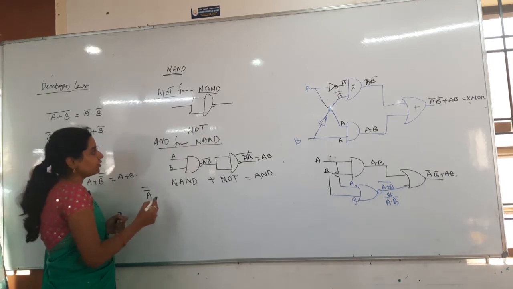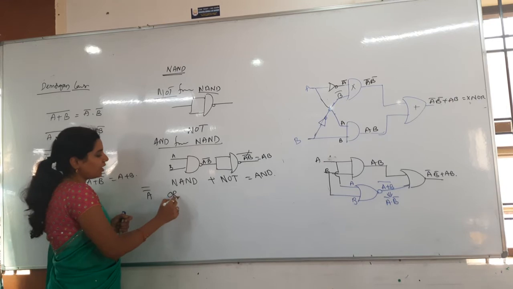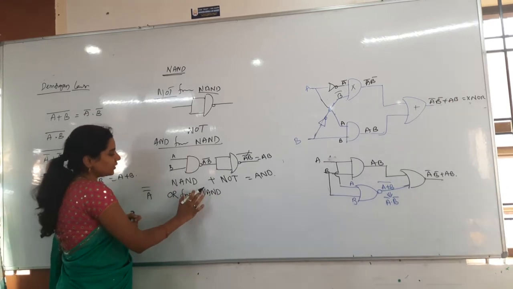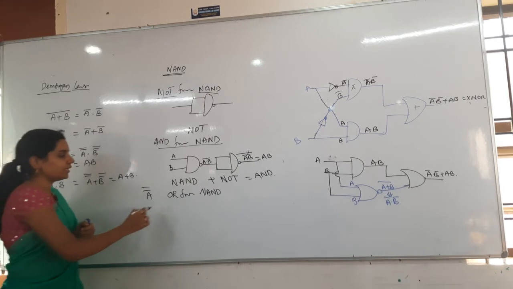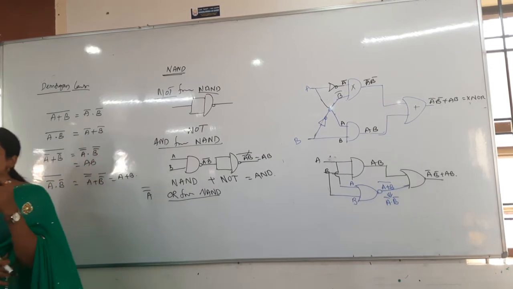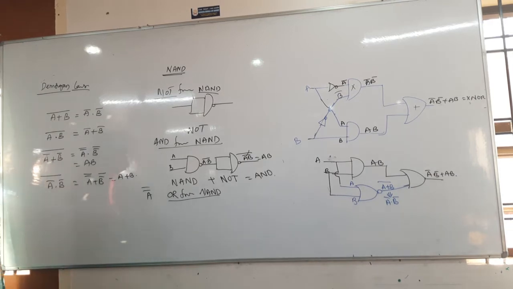Now I want you to make the OR gate from NAND. No other gates, you have to use only NAND gates in your circuit. OR gate from the NAND. How can you make that?